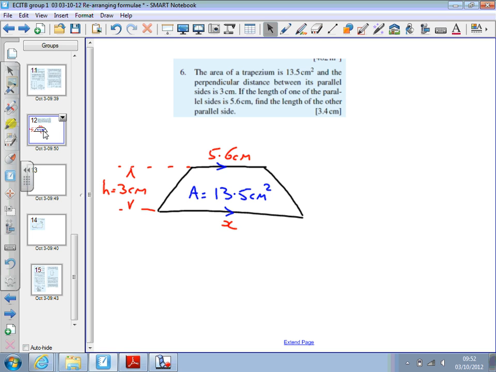I've drawn it and put the information on, and that's a good suggestion. If in doubt, draw it. It helps you to see the problem. Okay? Next step.